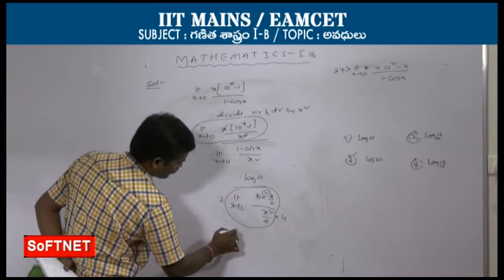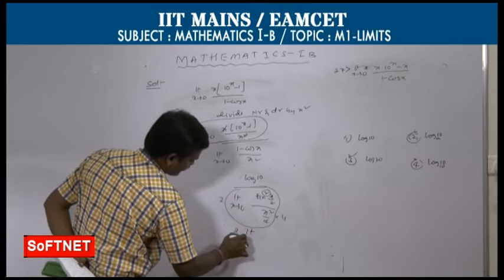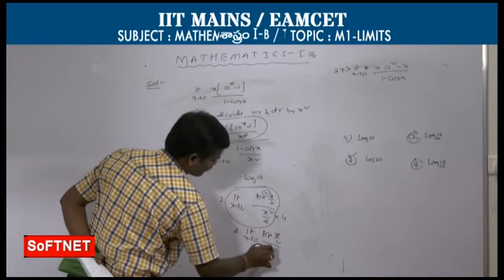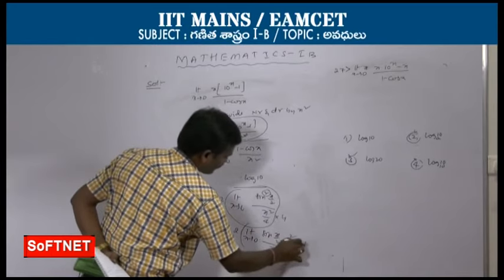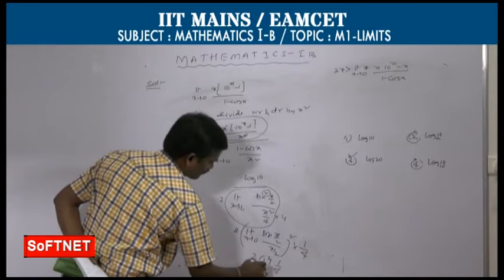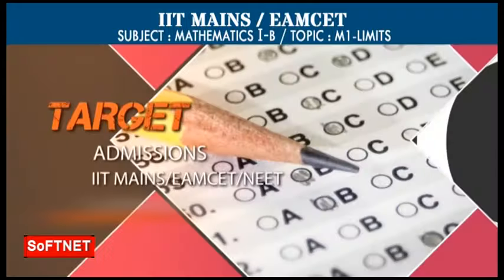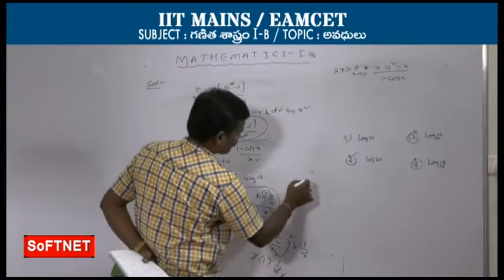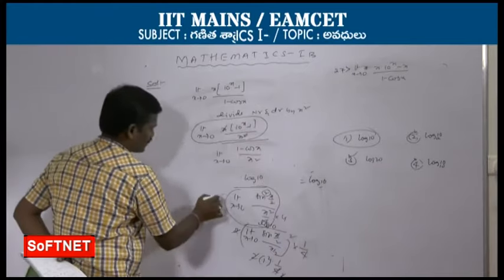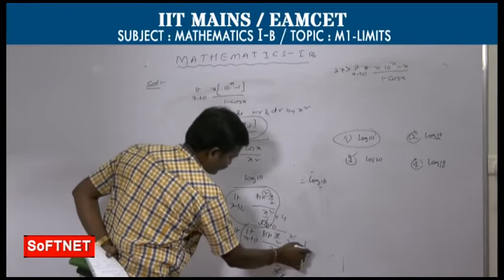So 2 into limit x tends to 0, sin x by 2 over x by 2, we can write whole square, into 1 by 4. So this one is 1 square. Here 2 into 1 by 4, so 1 by 2, and this 2 also cancels. So just log 10 is the answer. This option is correct. Here 2 is there, one more 2 is there, 2 2s are 4.